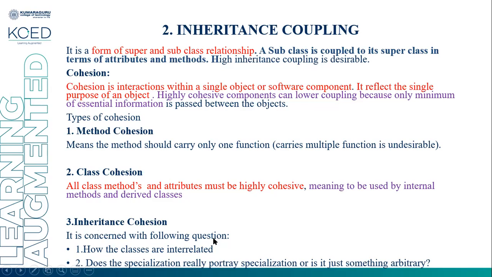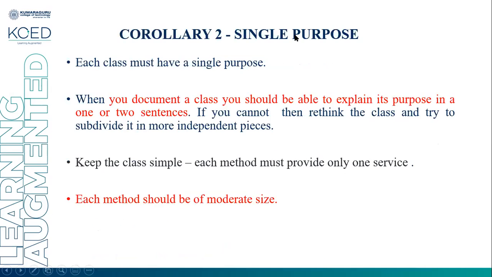Third is inheritance cohesion. It considers the following question: how are the classes interrelated? Is the specialization really needed, or is it arbitrarily selected? How are the superclasses and subclasses interrelated? If the answer is proper, then the inheritance cohesion is justified. That is known as inheritance cohesion.